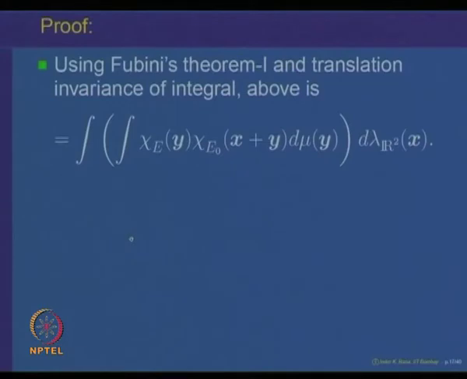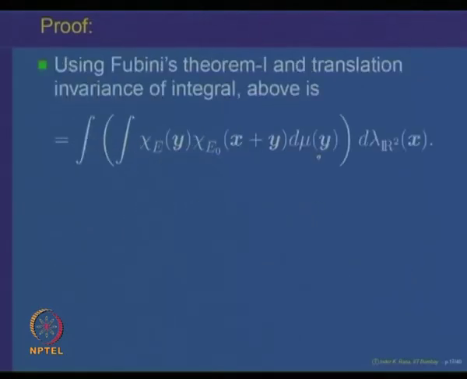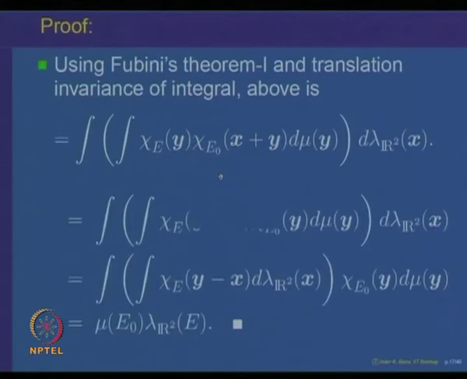So, let us interchange. Earlier the inner integral was with respect to lambda and the outer with respect to mu. So, when we interchange, mu comes inside and lambda goes outside. And now, once again mu is translation invariant. That means, in this integral, if I shift y to y plus x, or y minus x, the integral will remain the same. So, let us do the shifting, shift this to y minus x. So, the indicator function of E 0 of x plus y becomes, d mu y.